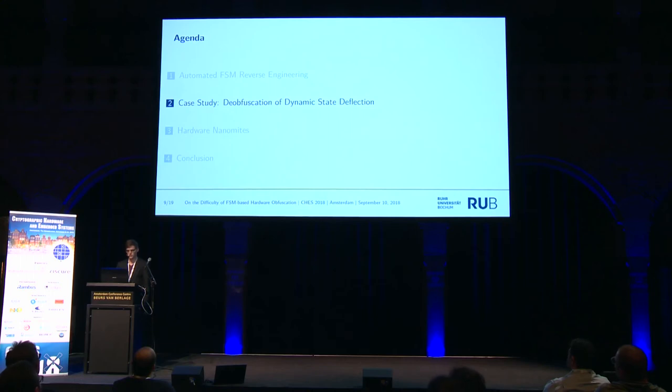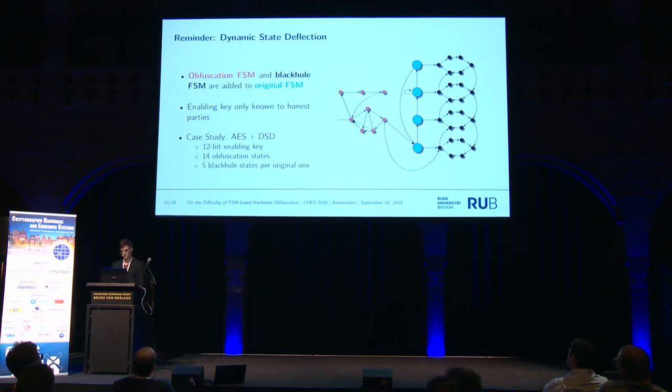So with this knowledge of FSM reverse engineering in mind, let's come back to the dynamic state deflection. As noted before, we have a dynamic state deflection scheme with three parts: the original FSM, the red part, and the black hole part, and the enabling key is just known to honest parties.